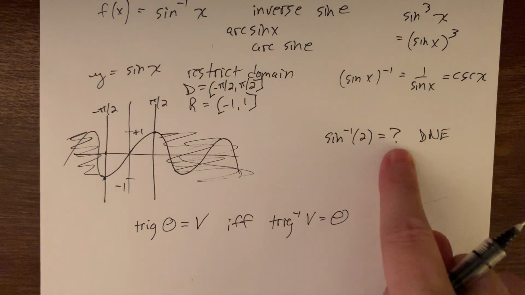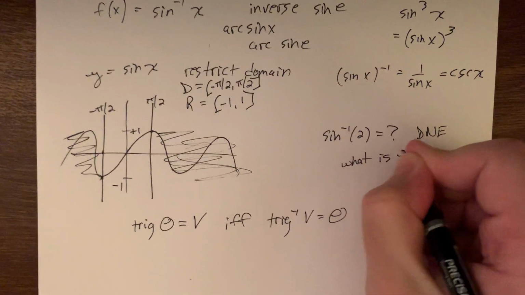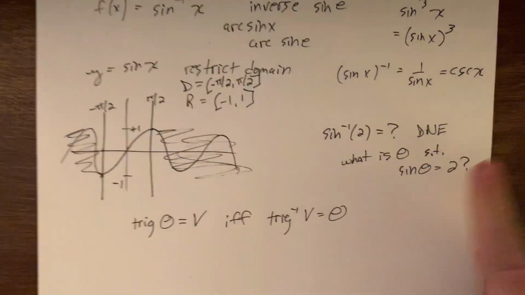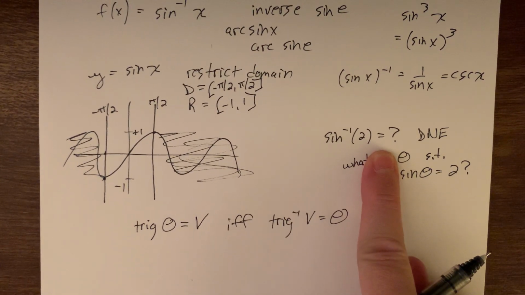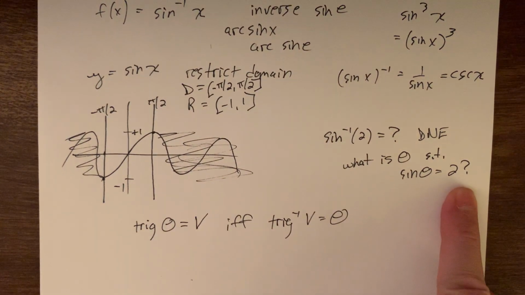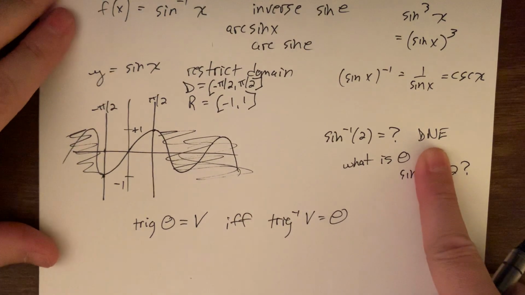So what is the angle? This question is saying, what is theta such that sine of theta equals 2? And this first one was garbage because sine only goes between -1 and 1, so it never equals 2, and that's why this answer does not exist.